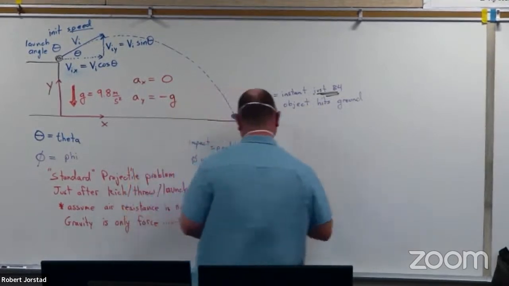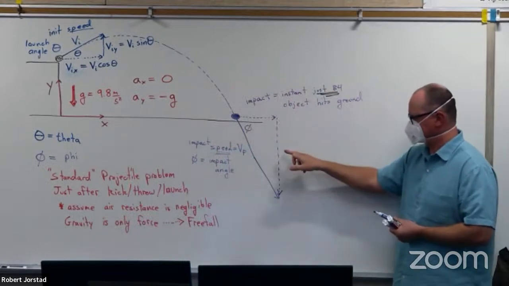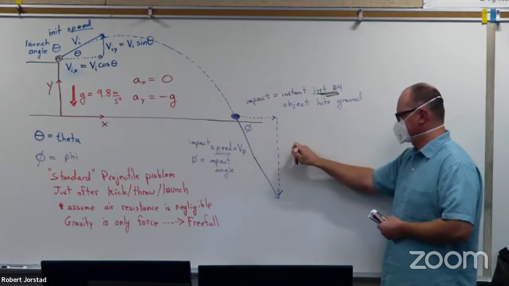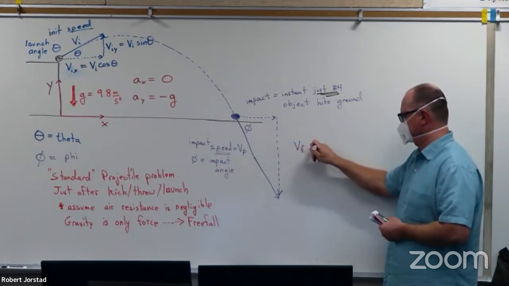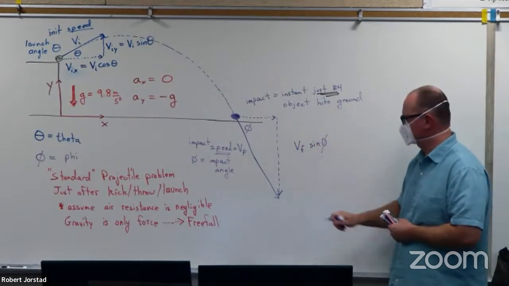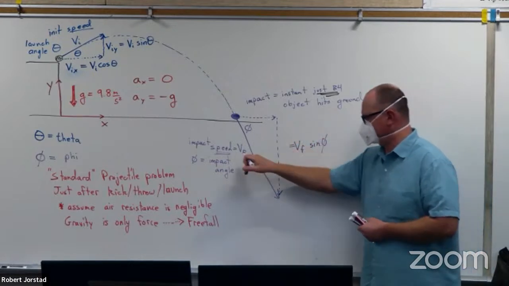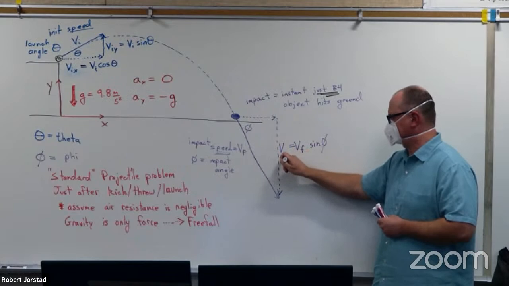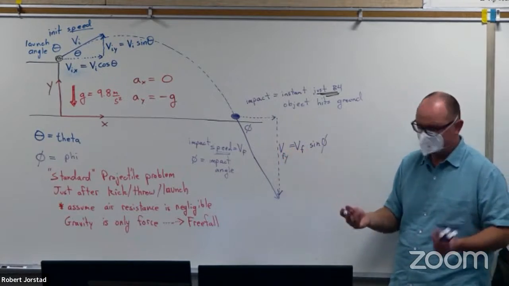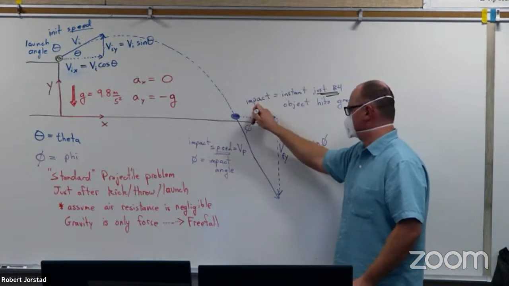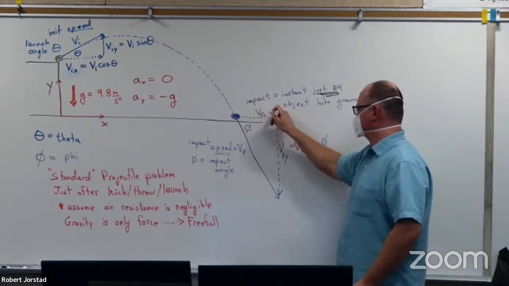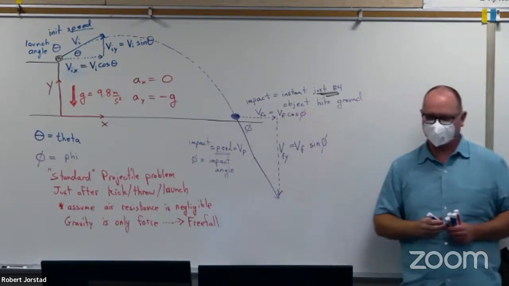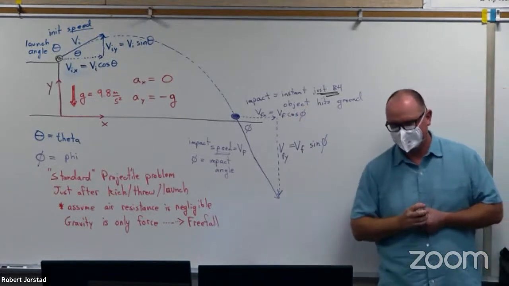Get out of the way just a second. What would be a good name for this component right here? v final sine phi, not theta. And how does that relate? What's another way that we would probably write that? v final y. So far, so good. Similarly, this would be v final x equals v final cosine of phi. So far, so good.